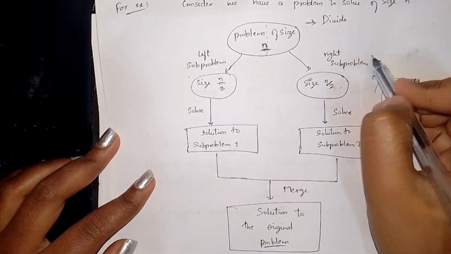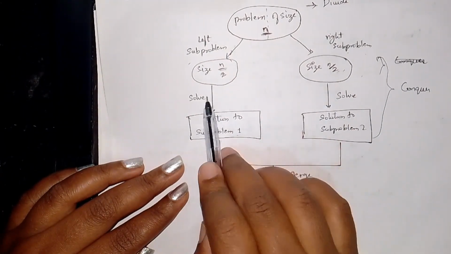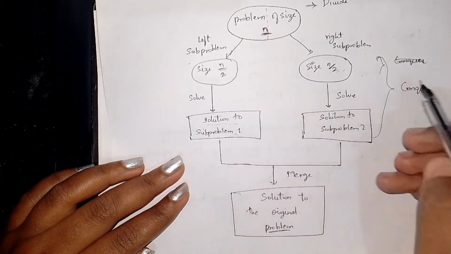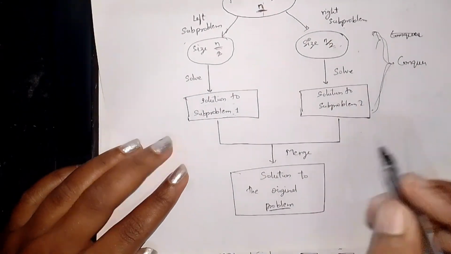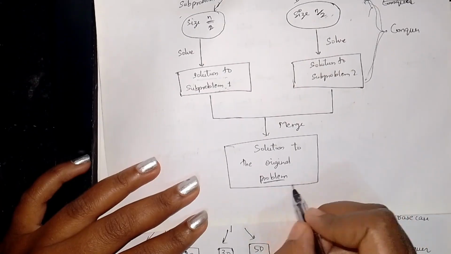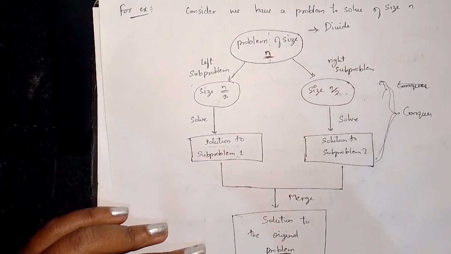Here we have performed the first step, that is divide, and in the second step we are going to solve these subproblems and find the solution to each subproblem. This is the conquer step, and in the last step we are merging the solutions of these subproblems to get the solution to our original problem. This is how divide and conquer works.